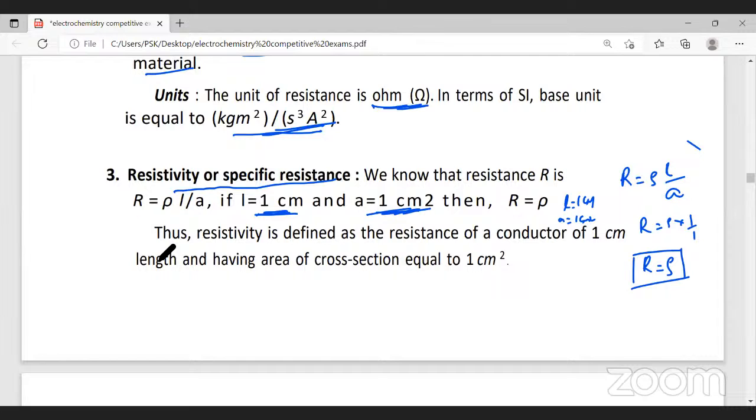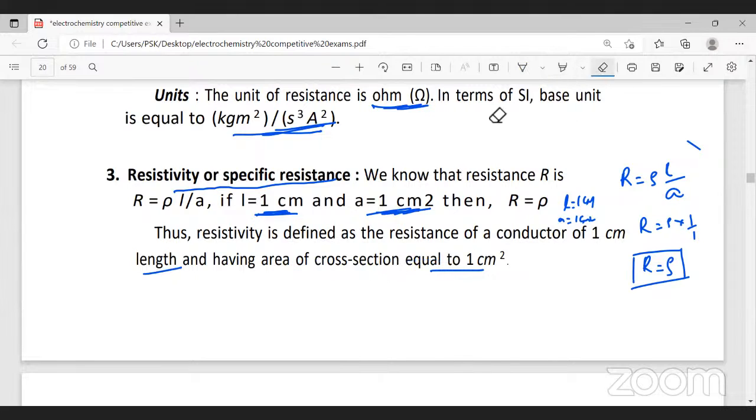Thus resistivity is defined as the resistance of the conductor of 1 centimeter length and having area of cross section 1 centimeter square. Did you understand what is resistivity? Resistivity or specific resistance becomes equal to resistance when length is 1 centimeter and area of cross section is 1 centimeter square. Next.